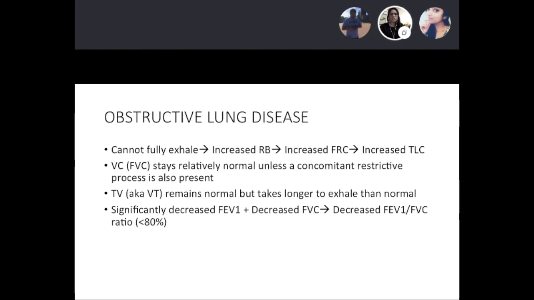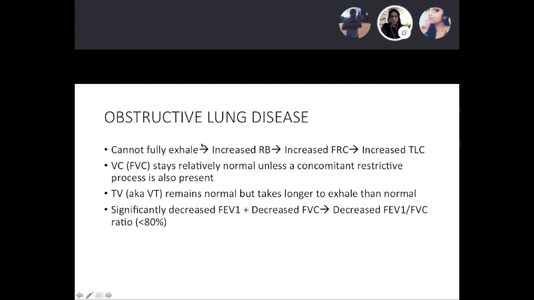All right, so to start off with obstructive lung diseases. Essentially what occurs in obstructive lung disease is that air becomes trapped inside the lungs, and so patients can't get as much air out, or essentially they cannot fully exhale anymore. Once they cannot fully exhale, that essentially increases the residual volume. Remember, the residual volume is just the air in the lung after a maximal expiration.